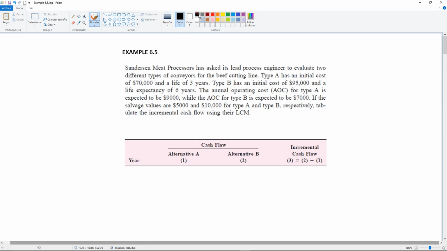Okay, so in this case, it says right here that we will be using the LCM. So this problem is for LCM. The previous one was for equal lives. So what are the lives here? We have 3 years for this one and 6 years for Type B. Again, before filling out the table, we're going to draw the diagrams first. Okay, so let me go down.